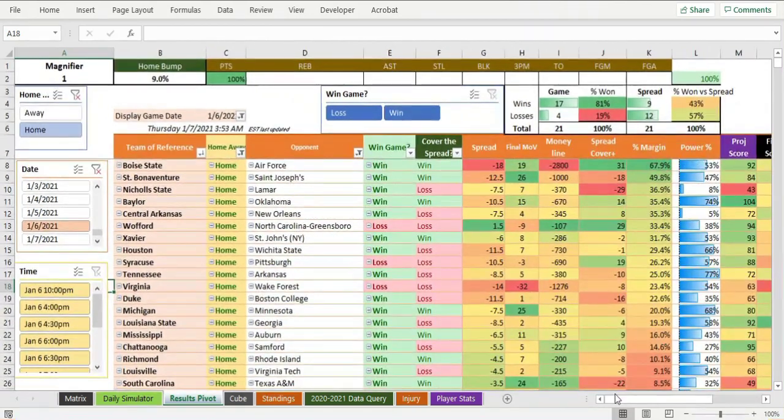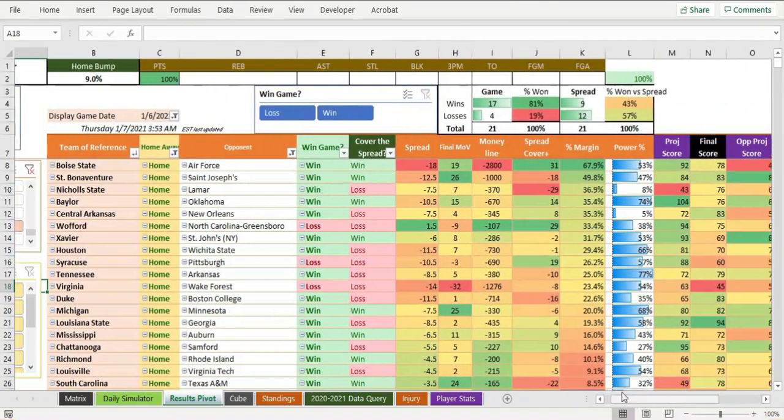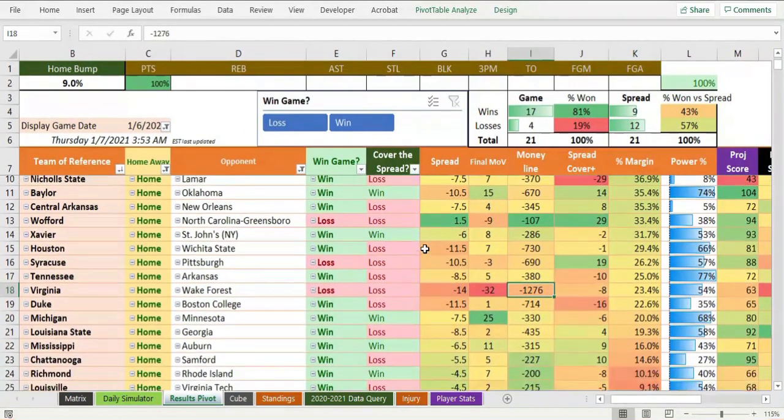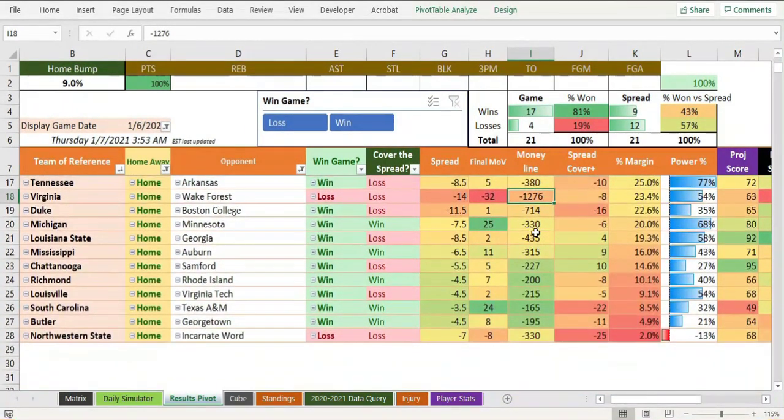I don't know. That sucks if you had Virginia. I mean, that's awful. What else? So the reasons why I took those teams, their lines were reasonable. They were all down here, right? Chattanooga, Richmond, Louisville, South Carolina, Butler. They all crushed it. Why did I stay away from Northwestern State?